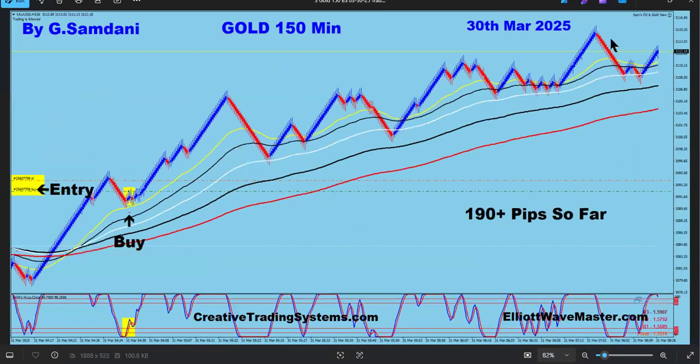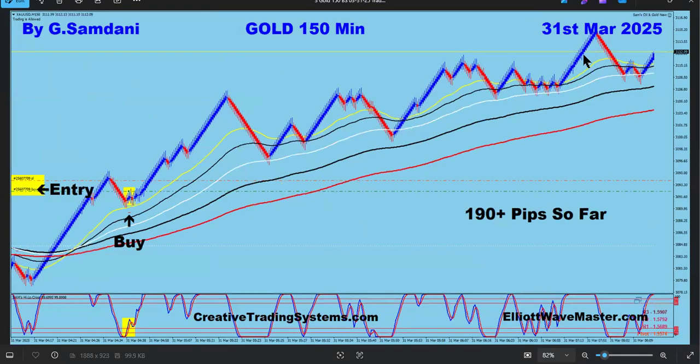This is a gold trade going to the upside. This is a slightly different robot that I made especially for gold. It has different settings. And this one was opened by the EA. This trade, buy orders right there. SL moved to break even plus automatically, and 190 pip.